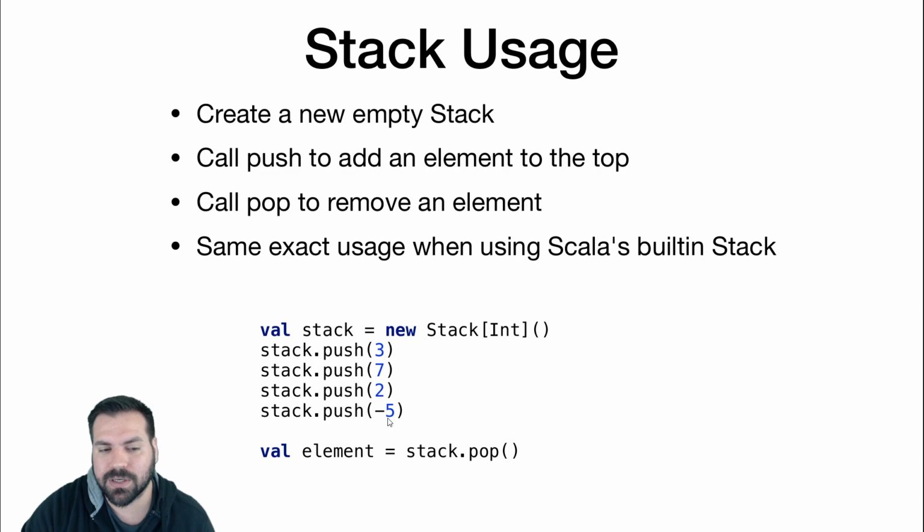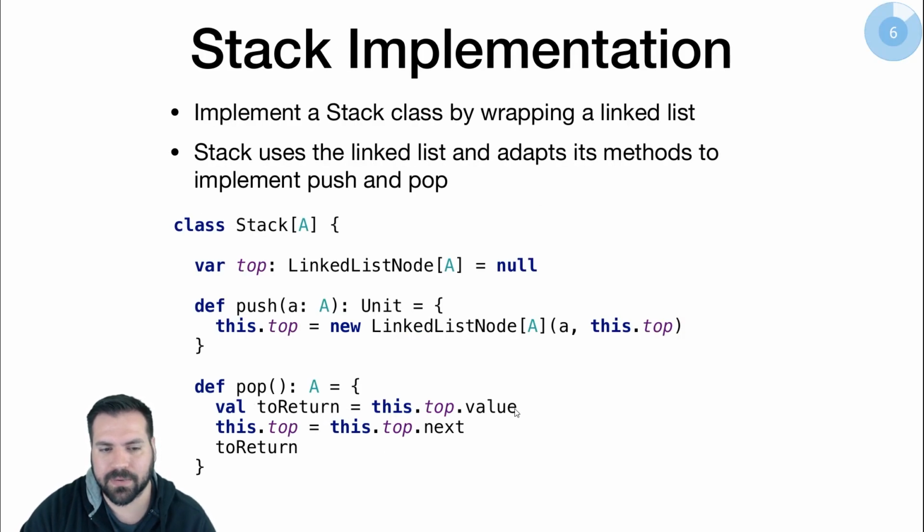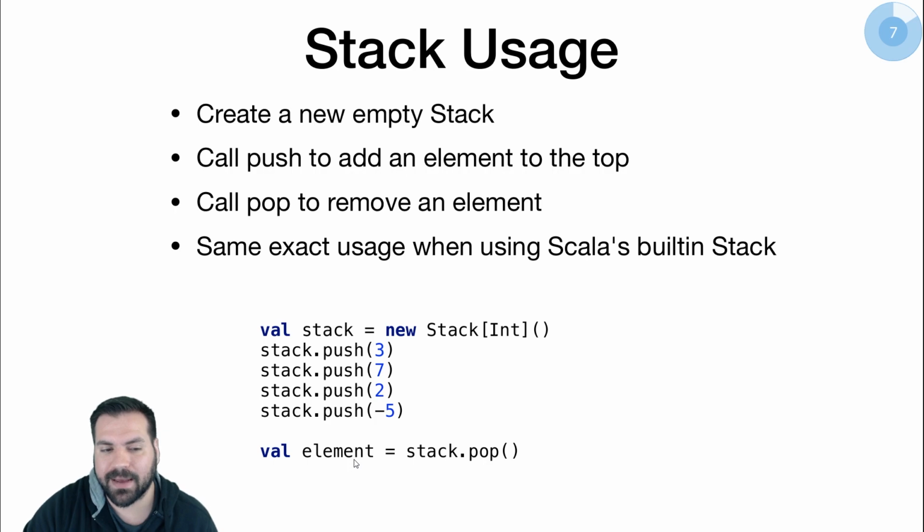So this is going to return -5. Yeah, it returns the element. This is going to return -5 and also remove it from the stack. So after pop is called, my stack is 3, 7, 2.